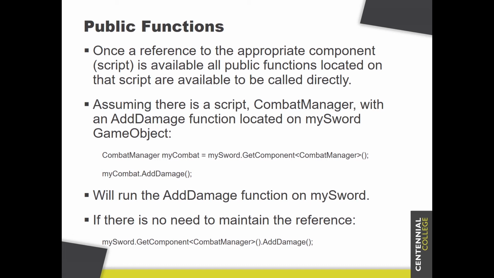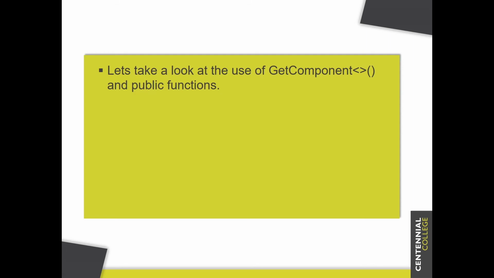In the first example that we've got there, however, we do maintain a reference to myCombat, and in future use, we could access any of the public functions on myCombat again. If we use the second line, the additional line, where we didn't keep a reference, obviously we'd have to go back each time and do the GetComponent to try and find that object before we could access any of the public functions. All right, so let's go ahead right now and take a look at the use of GetComponent.